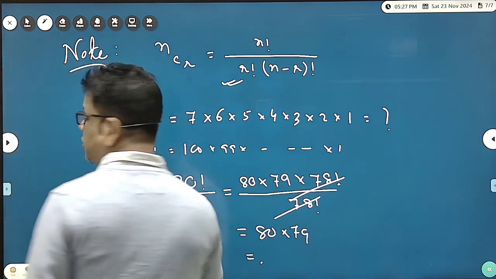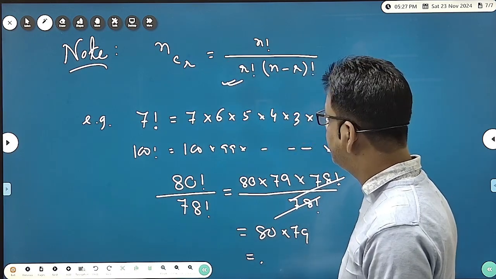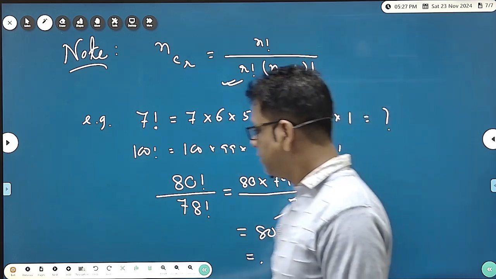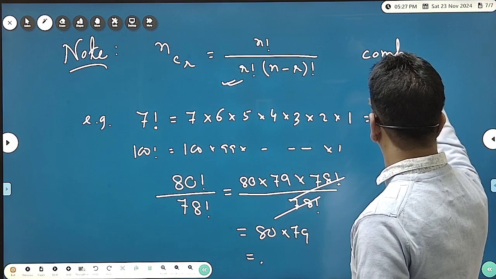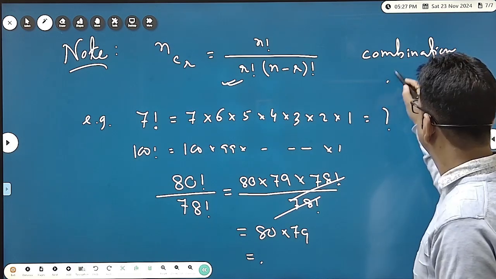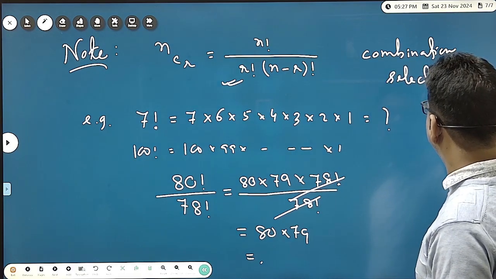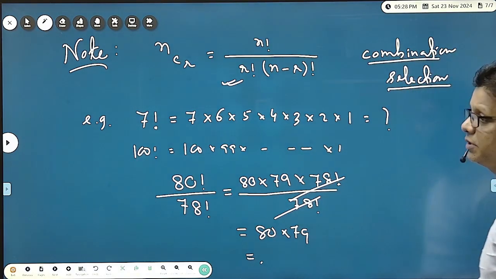Now what does this formula mean? Before I start, this is called combination. This symbol is used for combination. Combination refers to selection, selection of some articles or some numbers or some items. Okay.